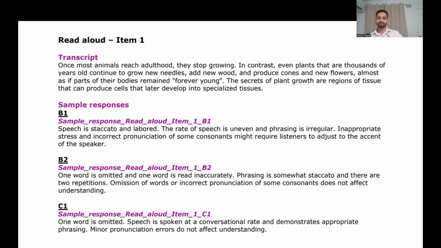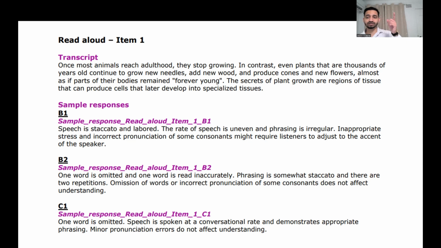Right. So here, this is a PD commentary, and it says, in B1 the speech was staccato and labored. The rate of speech is uneven and phrasing is irregular, inappropriate stress and incorrect pronunciation. So obviously the pronunciation was an issue here. Stress was definitely missing. Some of the consonants might require listeners to adjust to the accent of the speaker. Obviously it was causing some issues with the meaning as well, so I didn't really understand the meaning there. So B2, obviously one word is omitted and one word is read inaccurately.